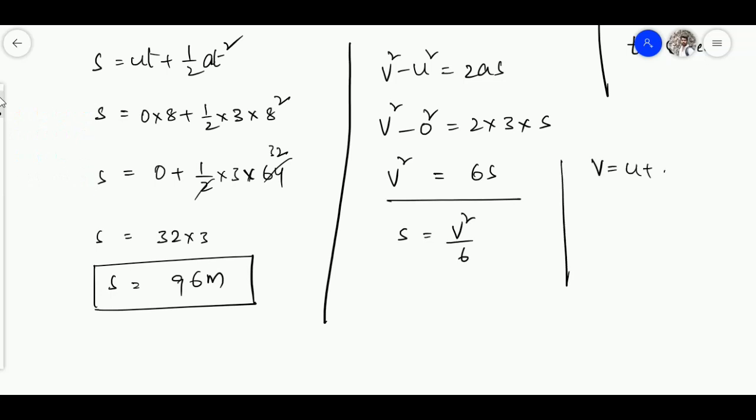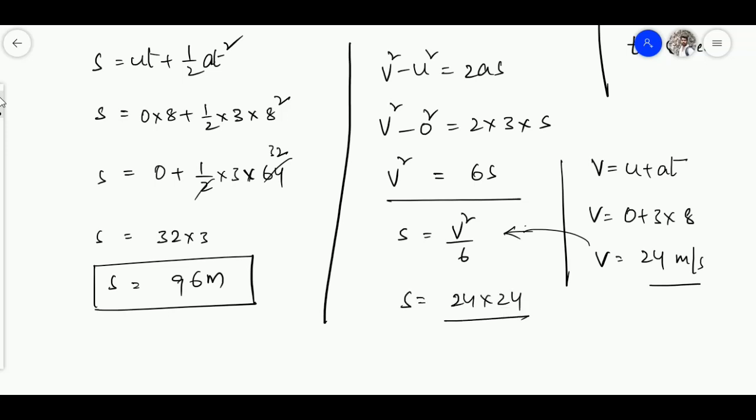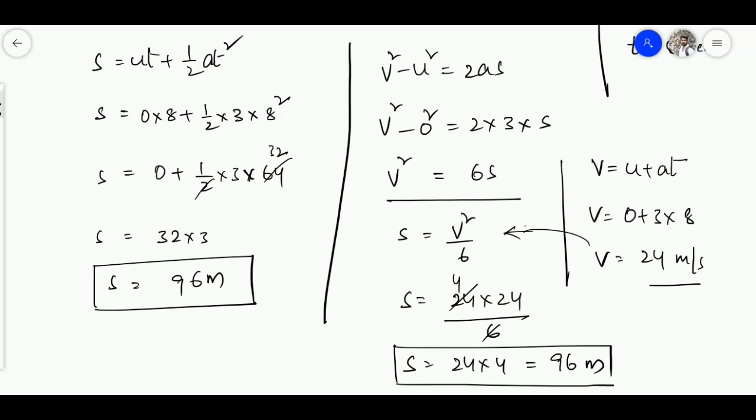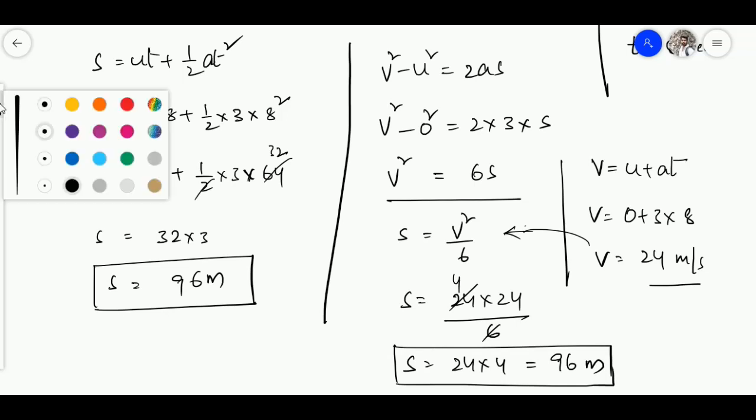v is equal to u plus at. v is equal to 0 plus 3 into 8. So v is equal to 24 meters per second. Finally we got it. So I can plug in this value of v in this equation. So s is equal to 24 into 24 by 6. 6 fours are 24, so you are left with 24 into 4, that will be 96 meters. So whatever equation you choose, you will get the answer finally. If not, that means somewhere we made a mistake.